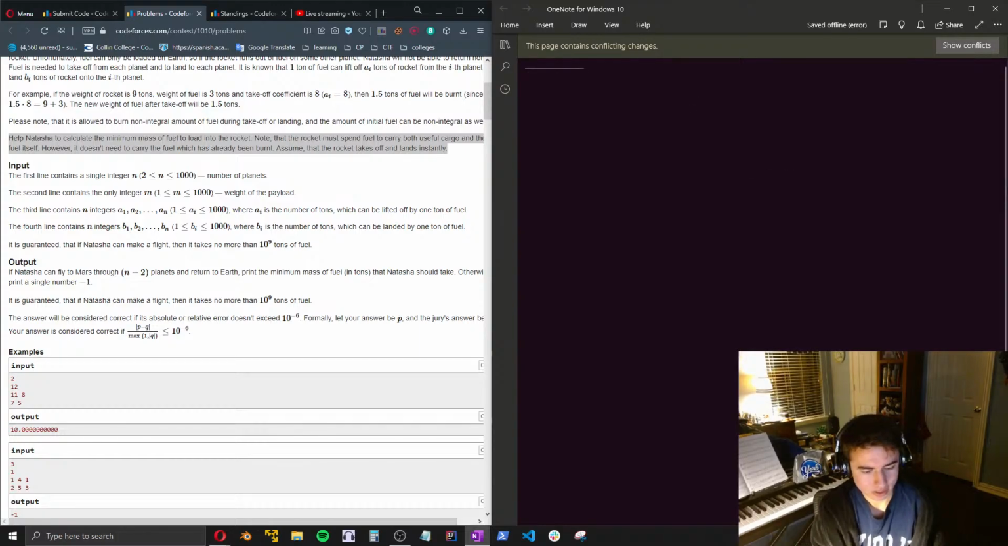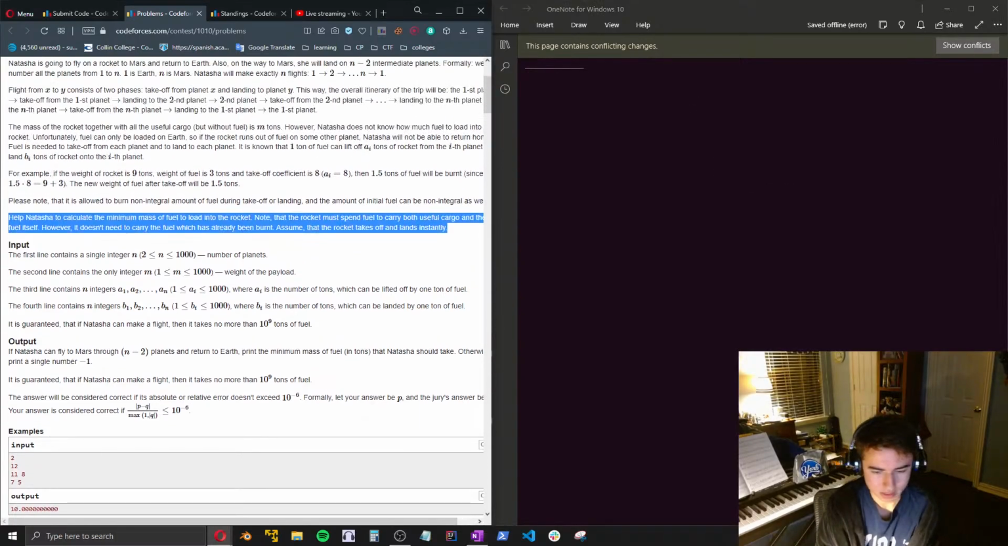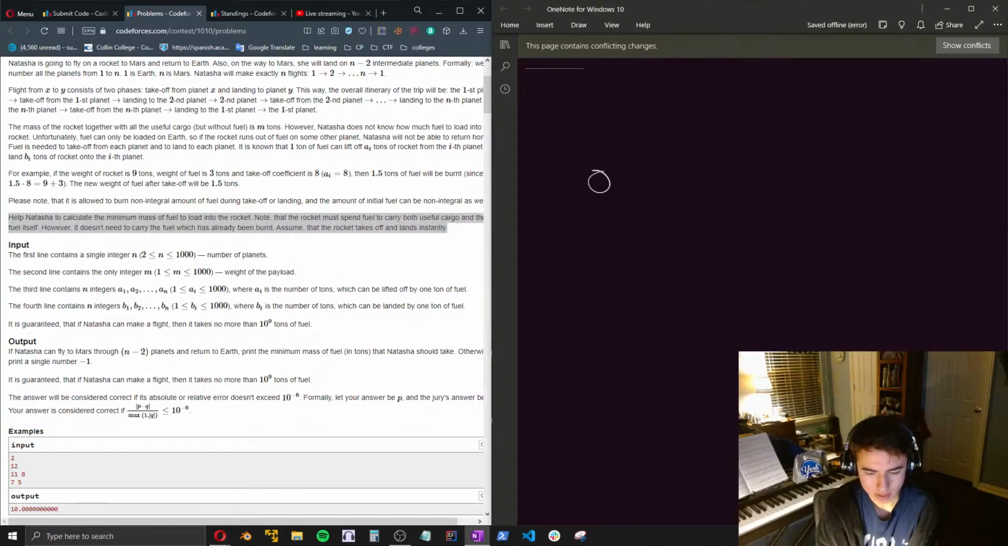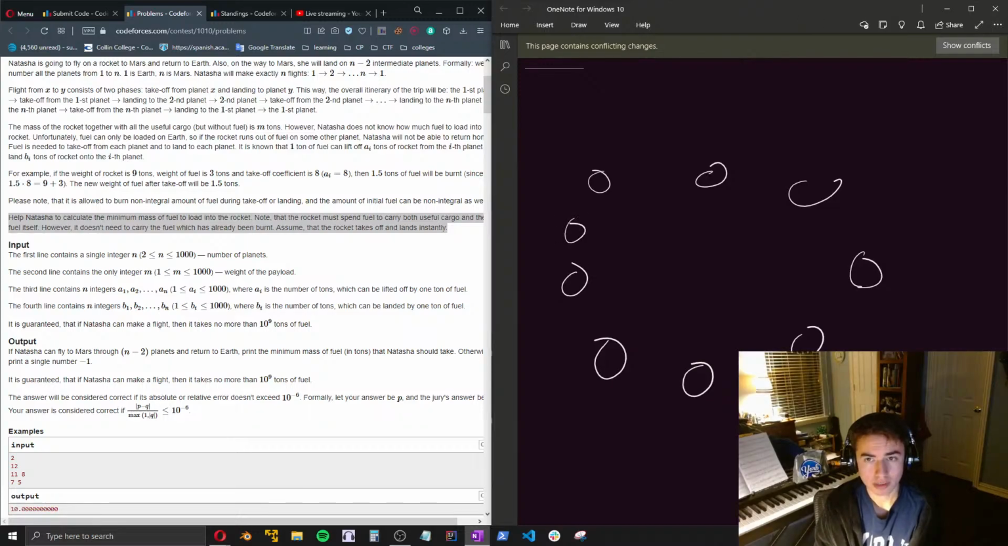Alright, that works. So let's start out. So basically, we have a bunch of planets, let's think of them as in a circle. These are the different planets we have to land on. So now imagine between 2 planets, just say this is like 1 and 2 or whatever, you have a cost A1 for taking off here, and a B2 for landing here.